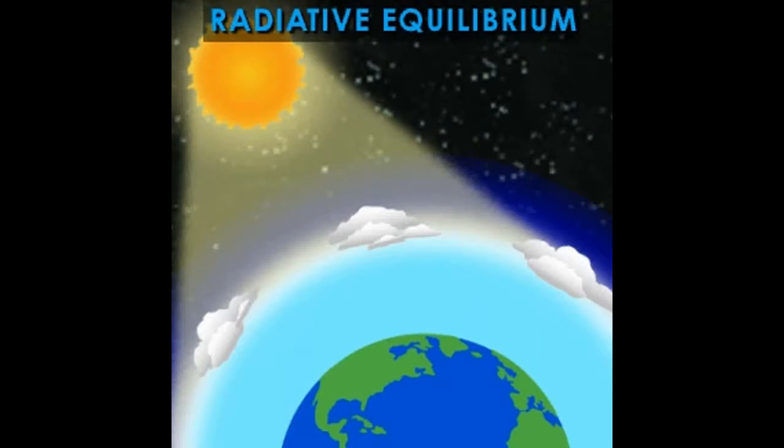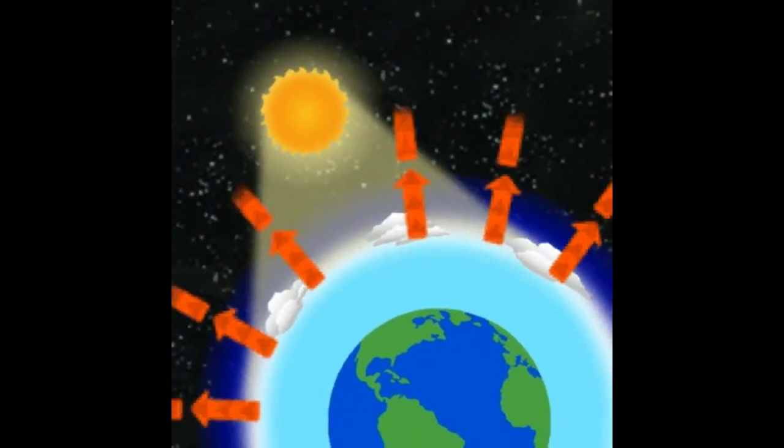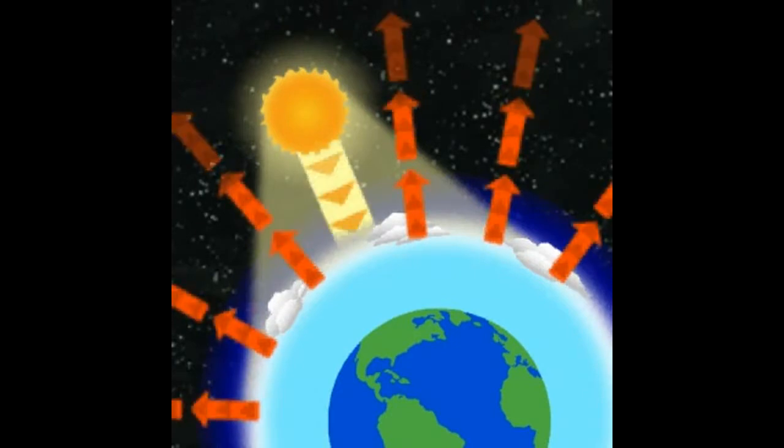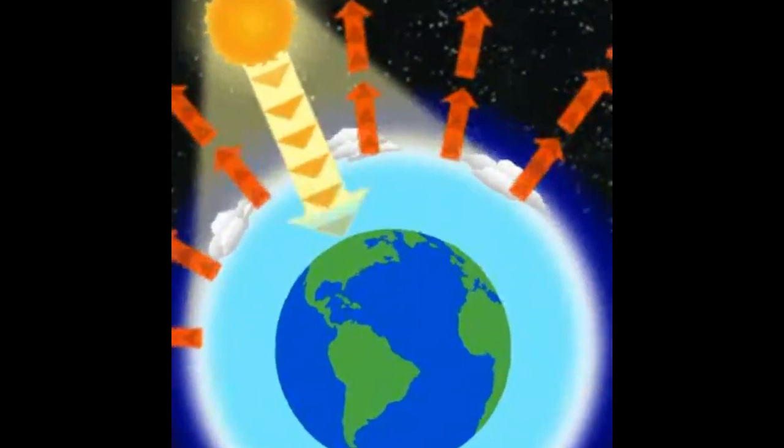Because there is a radiative equilibrium, we know that the planet emits enough long-wave radiation into space to equal the solar radiation absorbed by it. However, most of the long-wave radiation that is emitted by the planet into space is emitted by the atmosphere rather than the surface of the Earth beneath it.